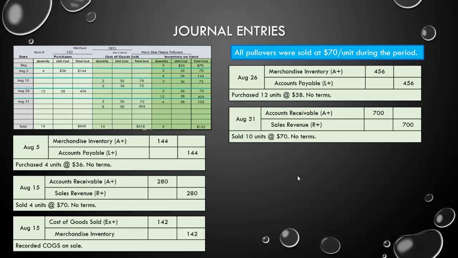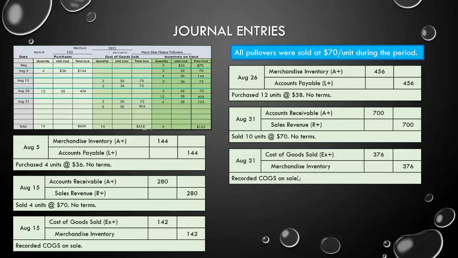Second entry that we need to record when we make the sale records our expense, and it's always a debit to cost of goods sold and a credit to merchandise inventory. For how much, go to your perpetual inventory record and total up everything that you have in the total cost section for that particular date. We sold 2 $36 units for a total cost of $72 on August 31st. We also sold 8 $38 units for a total cost of $304. Well, 72 plus 304 is $376 in cost of goods sold that we're going to expense at the time we make the sale on the last day of August.